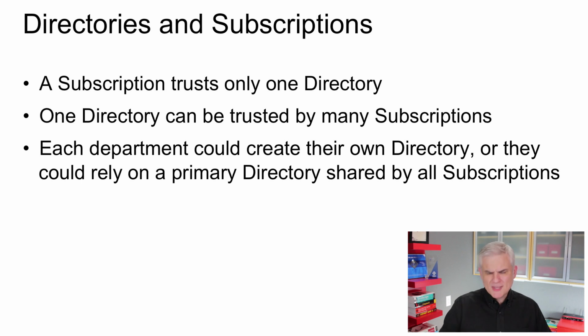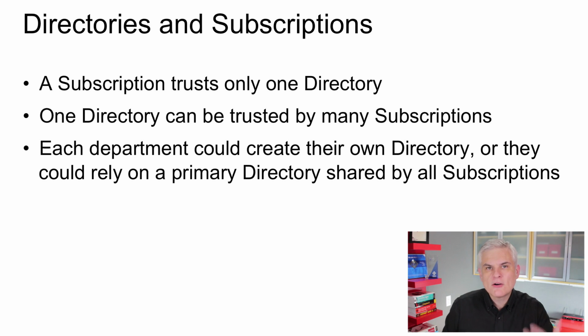It would contain all the users of the organization, and it could be managed that way. So let's just keep this straight. A subscription trusts only one directory. One directory could be trusted by many different subscriptions. Furthermore, a given organization could cancel all of their Azure subscriptions. They could cancel Office 365, they could cancel their MailChimp account, and the directory would still exist. So directories are not tied to a specific subscription or service.